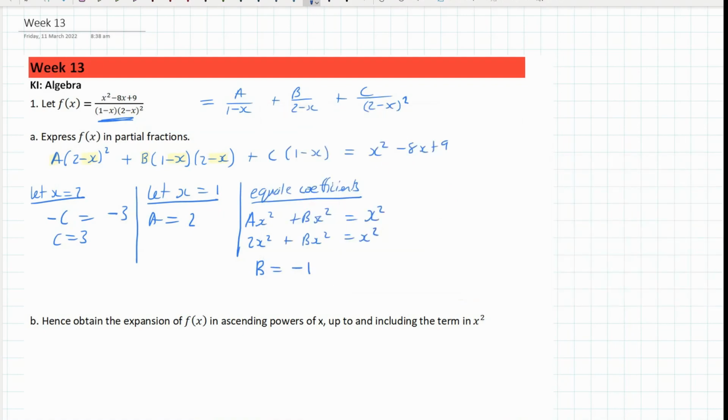Oops, Zoom's gone funny. Okie dokie. So now we can write that as 2 over 1 minus x, minus 1 over 2 minus x, plus 3 over 2 minus x all squared. And that would be expressing the original function in partial fractions.